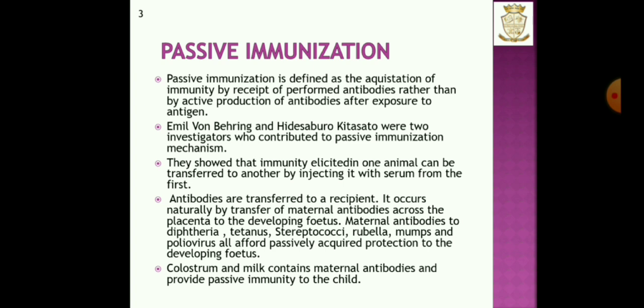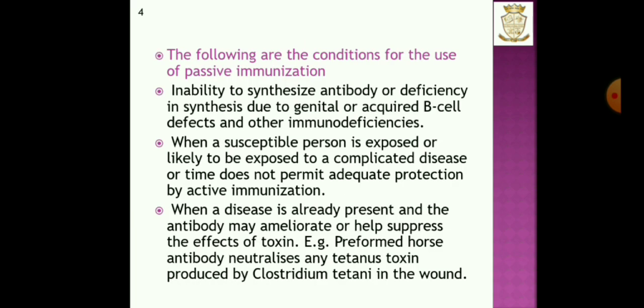It occurs naturally by transfer of maternal antibodies across the placenta to the developing fetus. Maternal antibodies to diphtheria, tetanus, streptococci, rubella, mumps, and polioviruses afford passively acquired protection to the developing fetus. Colostrum and milk contain maternal antibodies and provide passive immunity to the child.